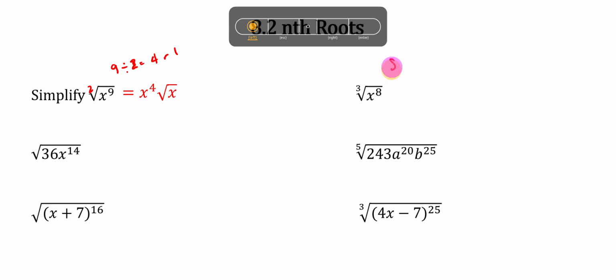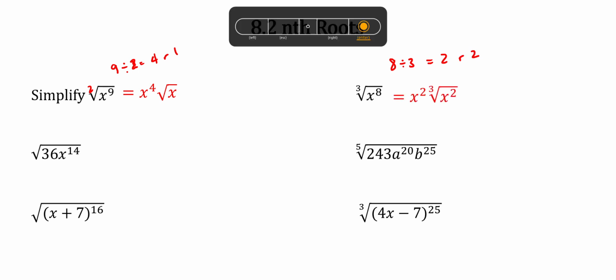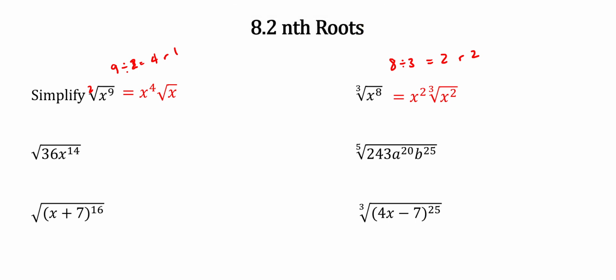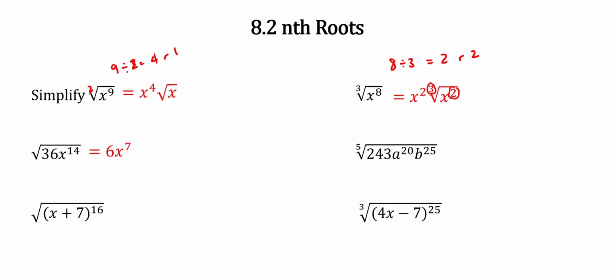Okay, so same thing here. 8 divided by 3 is 2 with a remainder of 2. So we're going to have x squared on the outside and the cube root of x squared on the inside. And so this number should always be less than this number. So same thing here. What's the square root of 36? 6, so we have that. And then 14 divided by 2 is just flat out 7. So we get that.